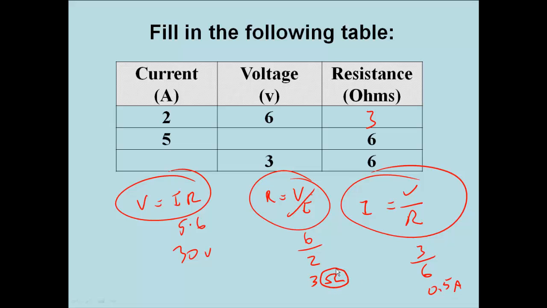By the way, we use the Greek letter omega to represent ohms. It wouldn't do a very good job for us to write 30 O for ohms, because it looks like 30. So we instead use the Greek letter omega to represent ohms.